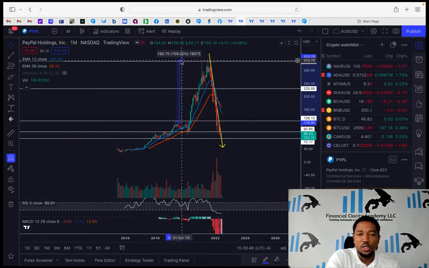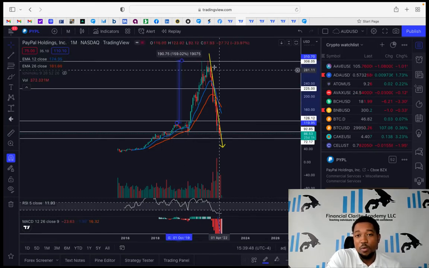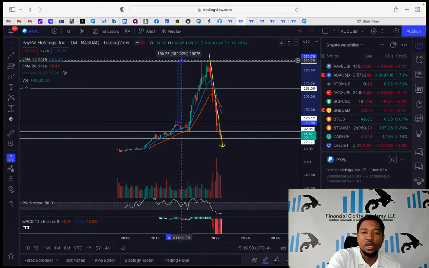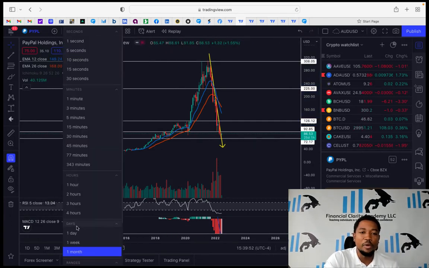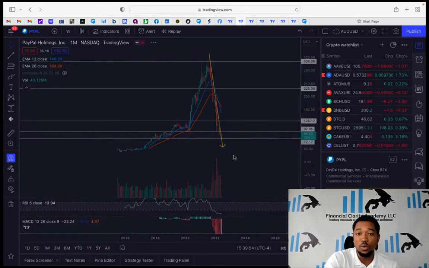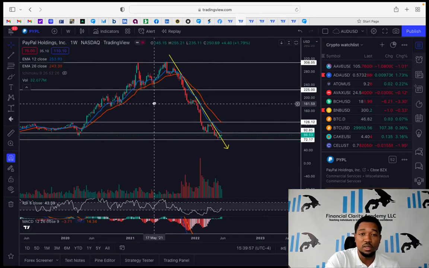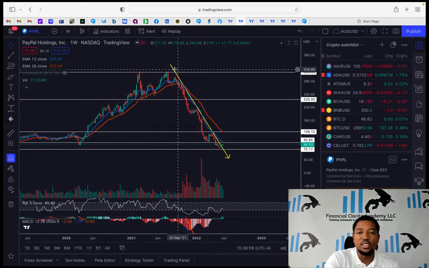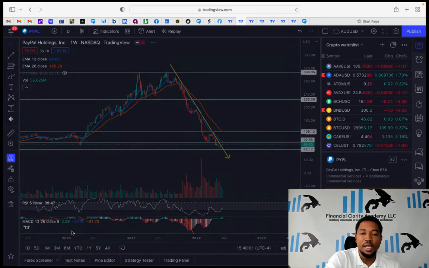That's 162%, right? But then we corrected all the way back because PayPal is a growth stock, and growth stocks outperform the market when the market's doing good, but when the market's doing bad, it really underperforms the market. So let's go down. This is the 1 week. I'm going down now to the 1 day.